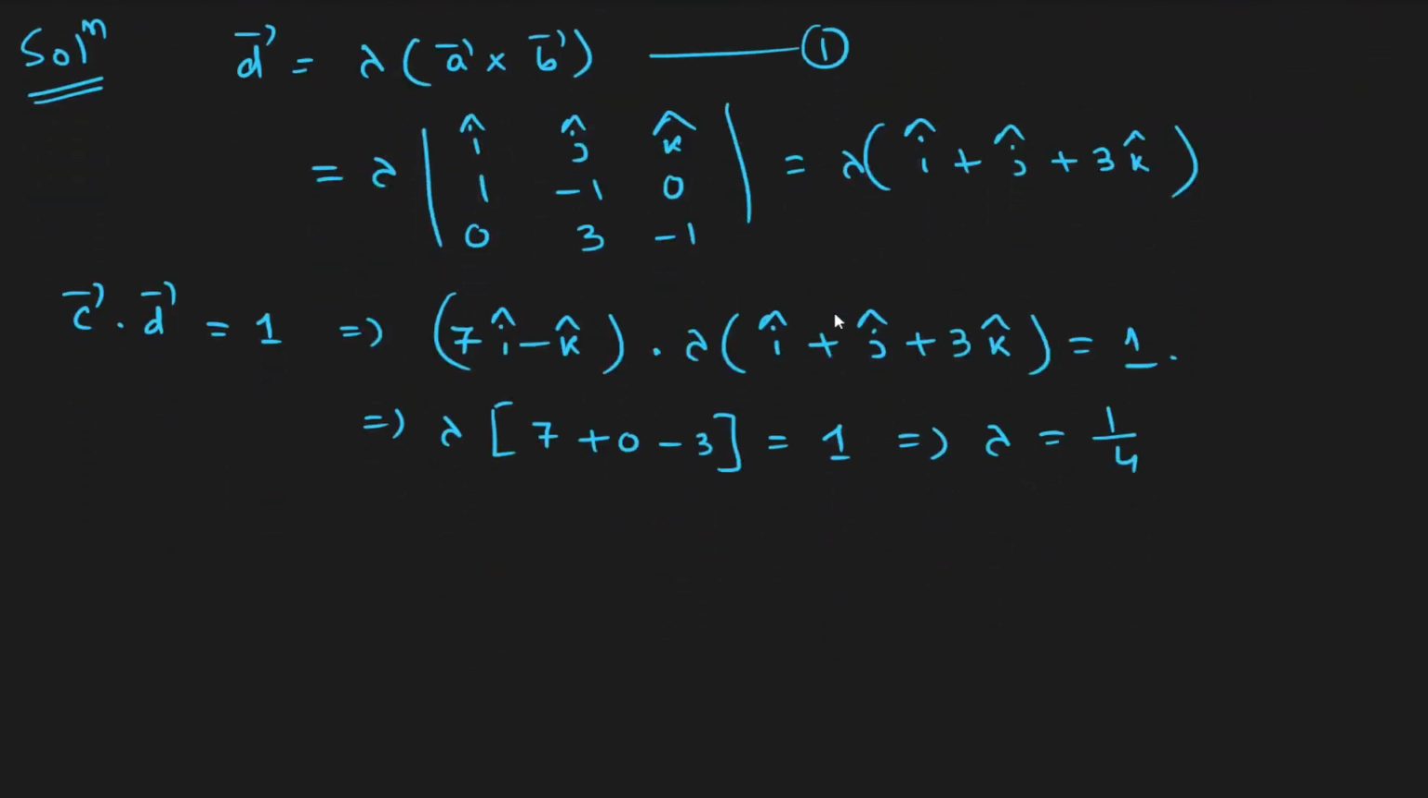Now we have to put the value of lambda. So therefore d bar equals, lambda means 1 by 4 into i cap plus j cap plus 3 k cap. So this problem is also very easy. When you look at the question, if you know that a bar and b bar are perpendicular to d bar, then what to write, the other part is very easy.